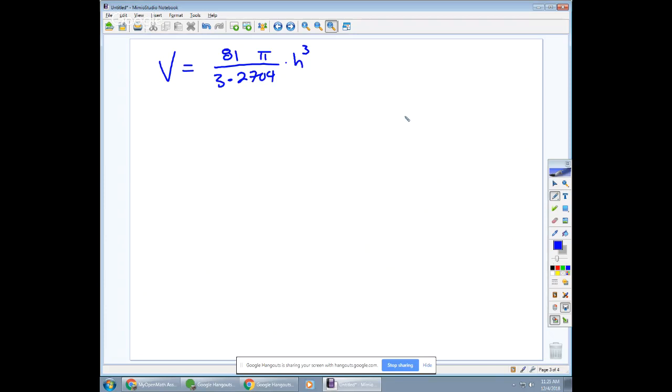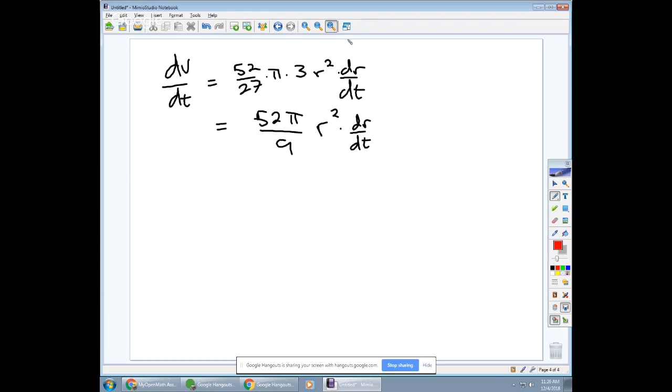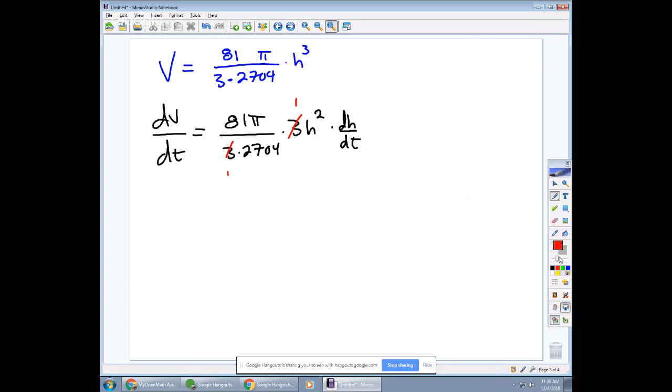All right, related rates time again. dV dt equals this constant, 81 pi over 3 times 2,704, times 3h squared, dh dt. The 3 cancels. That's about it. And then we can plug in stuff we know, like we were given at a particular instance, h is equal to 450 and dh dt is equal to 20.